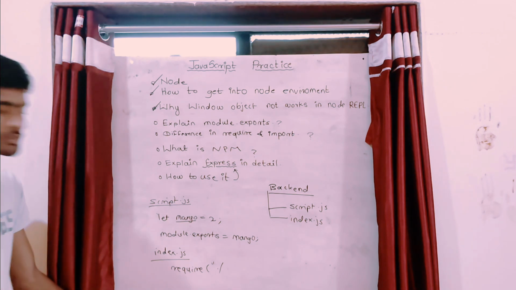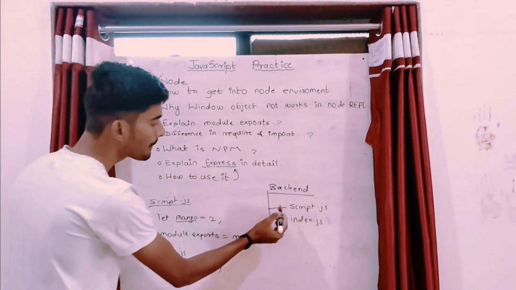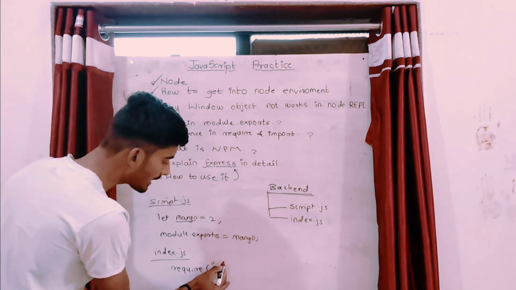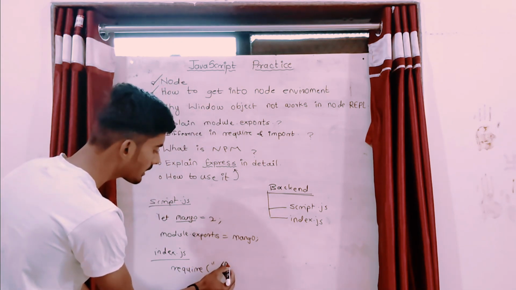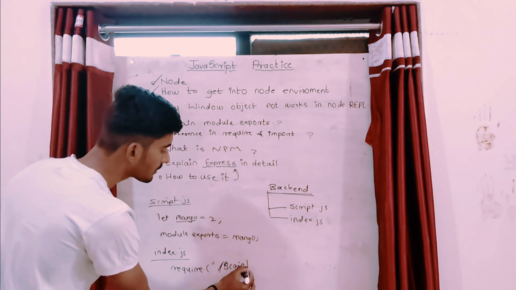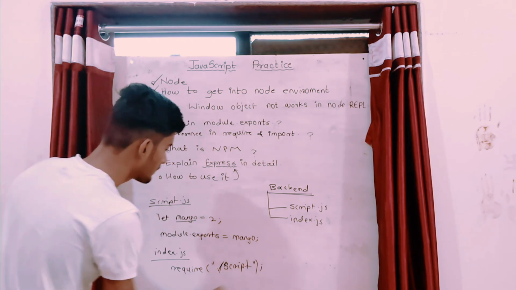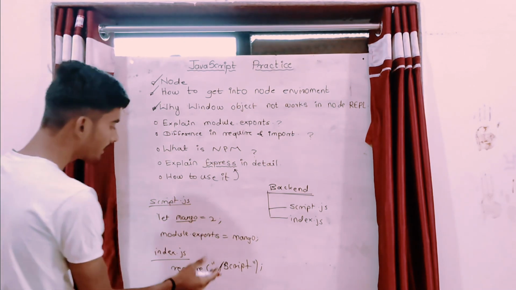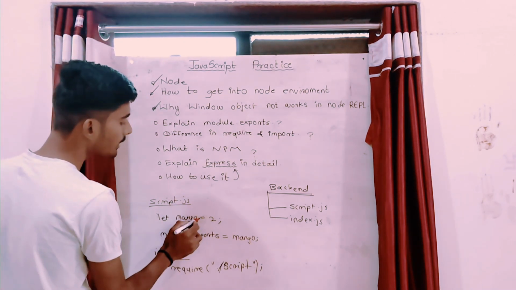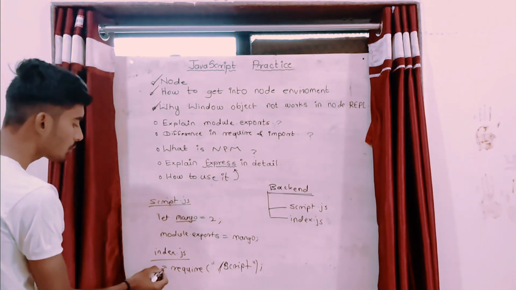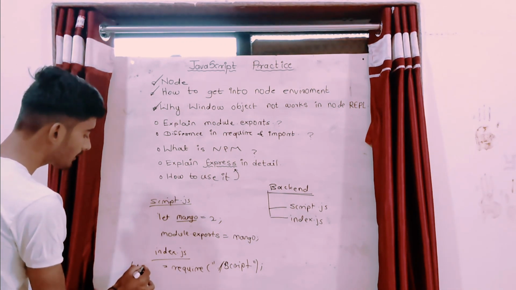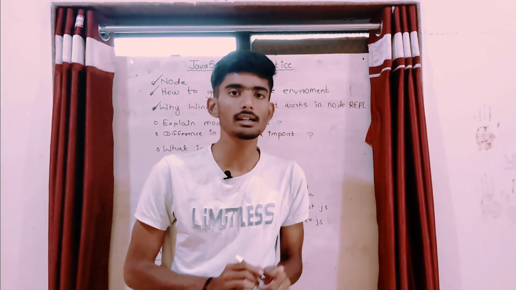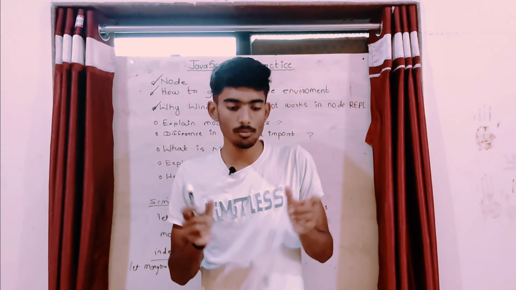Why do we use ./? ./ means the dot is nothing but the same directory, and inside that directory you are using script.js. So you will write here script. So require ./script, and now what will you get? You will get the data of mango. And you can store this into a variable, let mango.